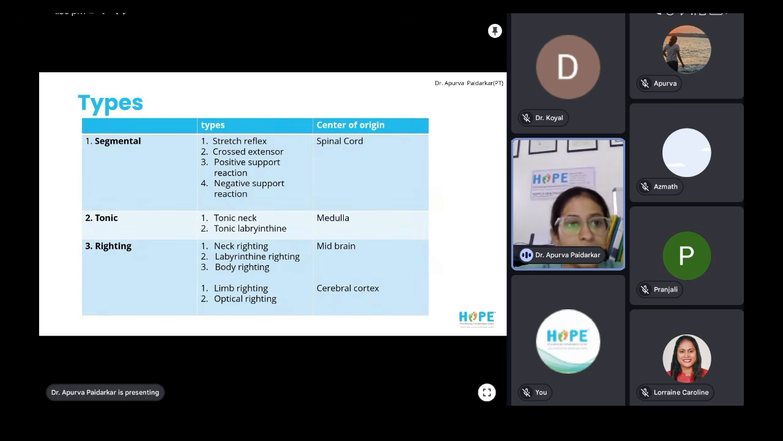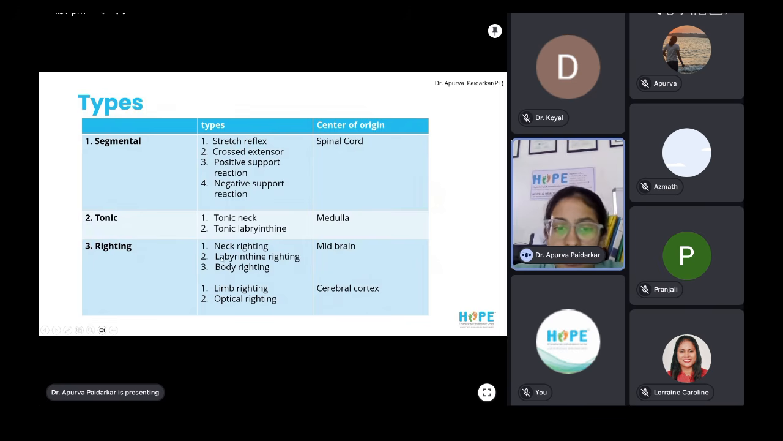Now we'll go to the types. So there are three major types: segmental, tonic, and righting. In segmental, there are four types: stretch reflex, crossed extensor reflex, positive supporting reflex, and negative supporting reflex. And the center of origin of the segmental reflex would be the spinal cord. Second is tonic. In tonic it will be tonic neck and tonic labyrinthine. And the center of origin is the medulla.